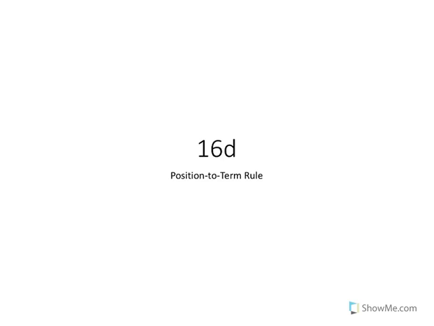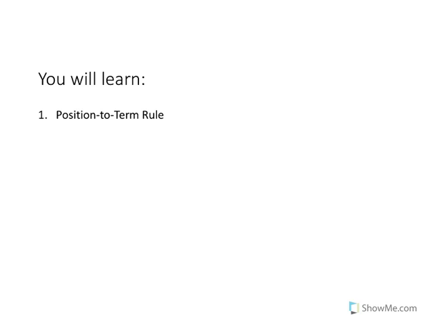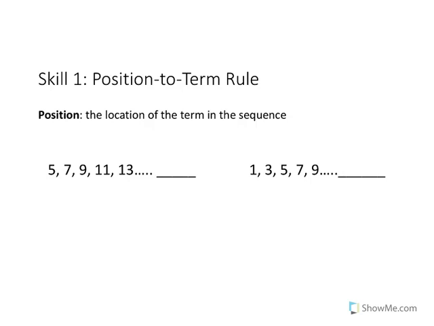So this is chapter 16D on the position to term rule. In this chapter, we're going to learn basically one big idea, which is called position to term. So, what is the word position? Position means the location of the term in the sequence. Now, as we learned in the previous chapter, a term is basically any number in the sequence.